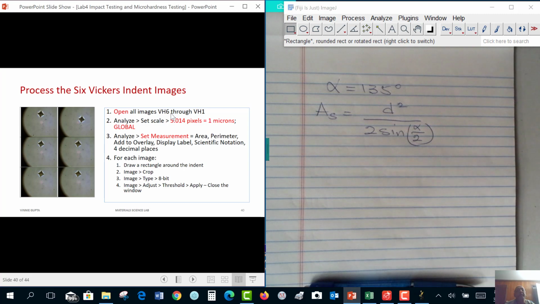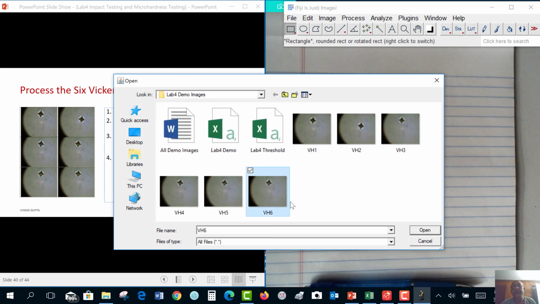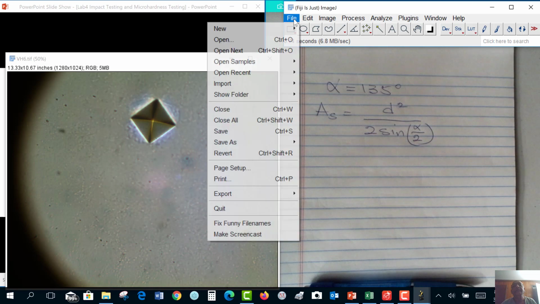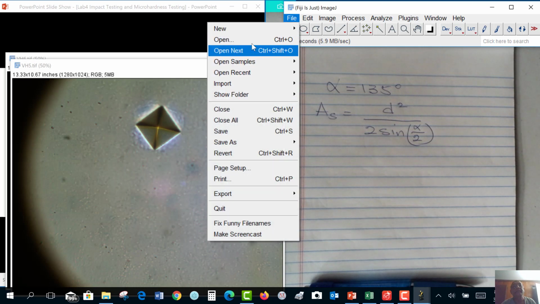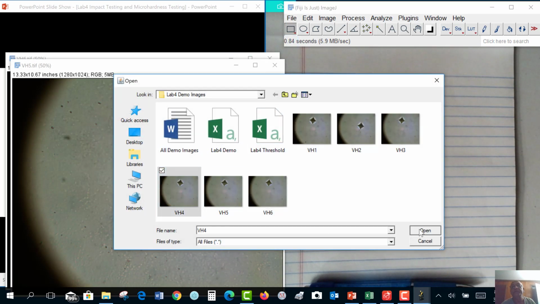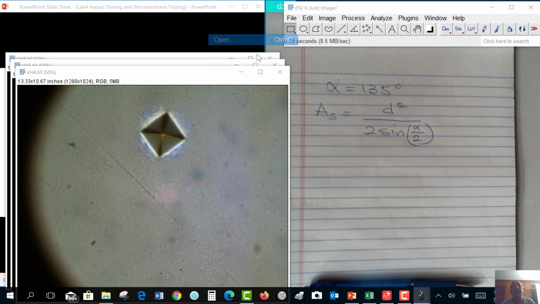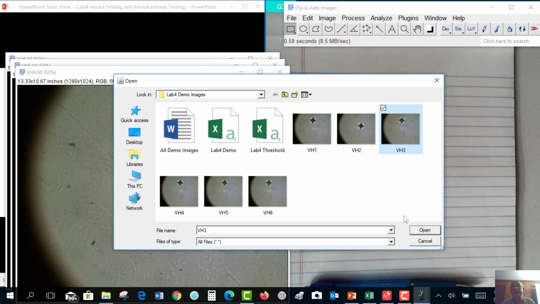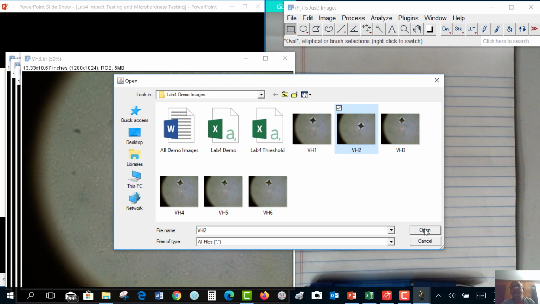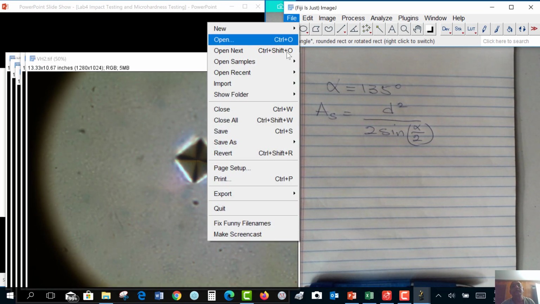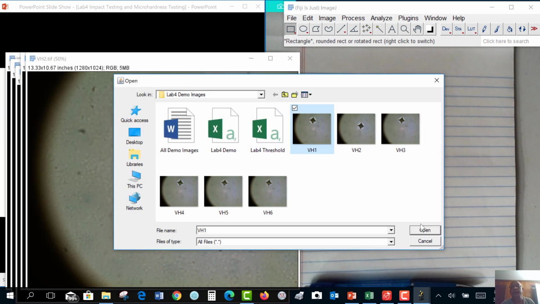So what I'm going to do is open all images, V6 through V1, because I want the first one to be 1. So let's start: File, Open, and I'll start with 6. Go to 5, 4, 3, 2, and 1.